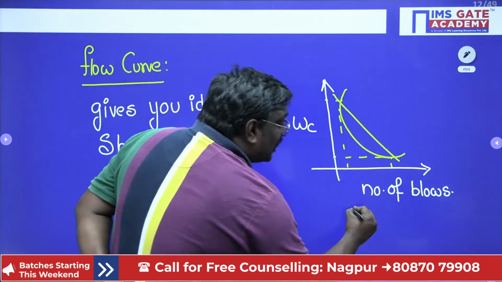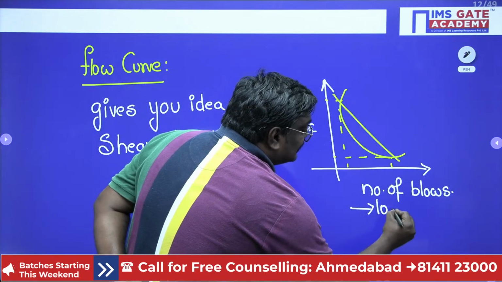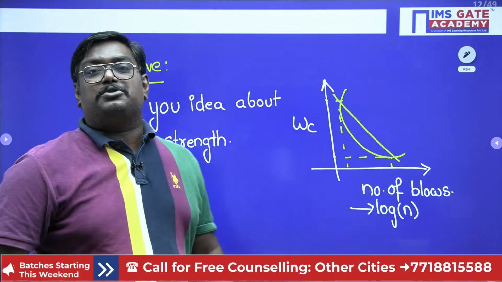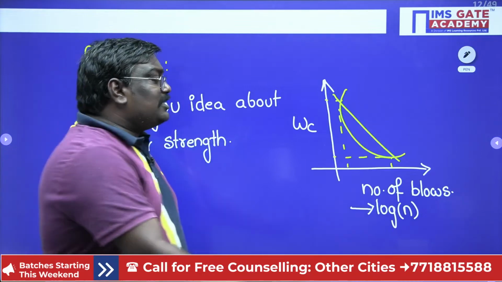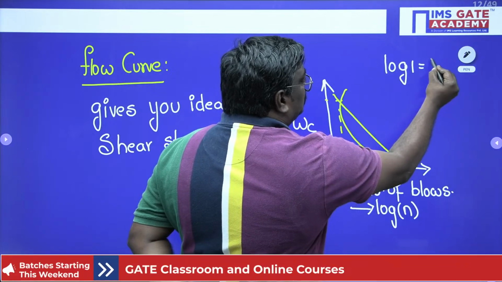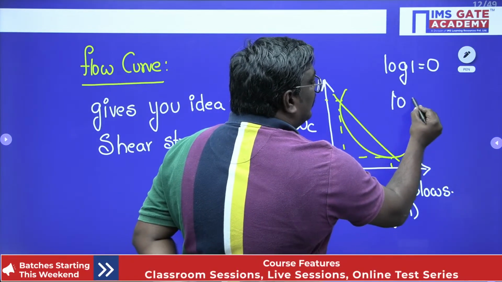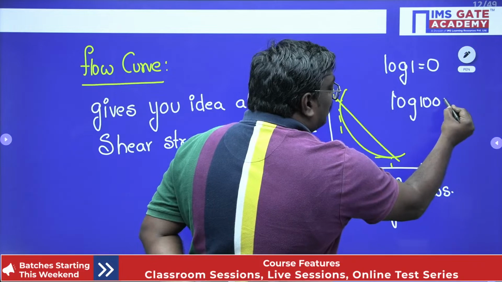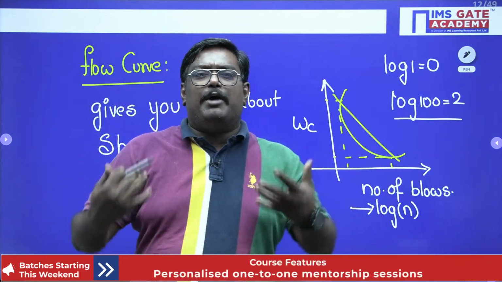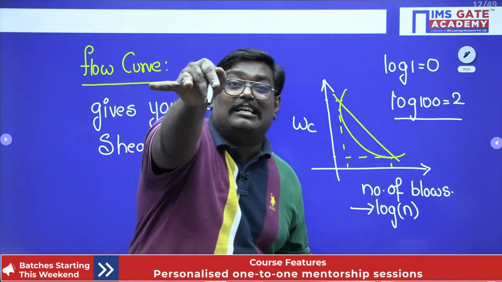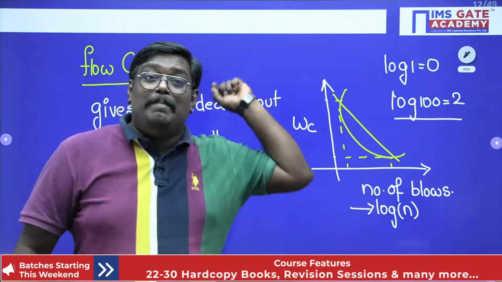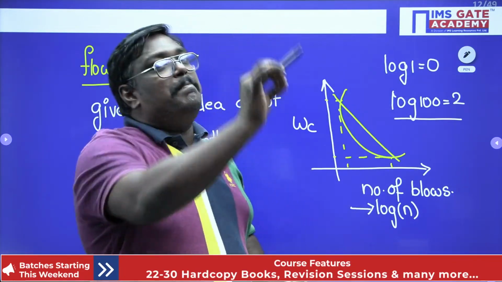If you apply the logarithm to the x-axis, to the number of blows, then definitely this will become a straight line. Why? If you see, the log 1 variation is 0 and the log 100 variation is 2. In fluid mechanics, in the lab, wherever you see graphs, they try to apply the logarithm. The reason is how this curve will become a straight line. That is a simple basic thing.